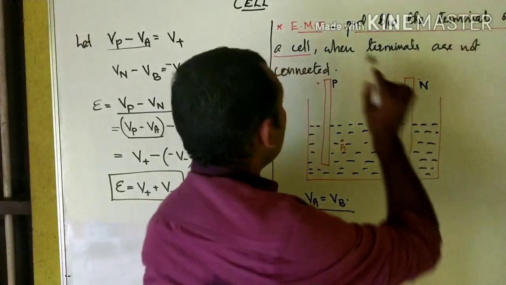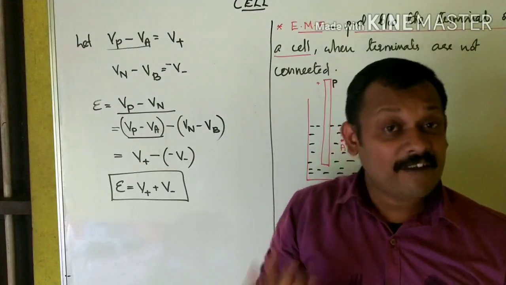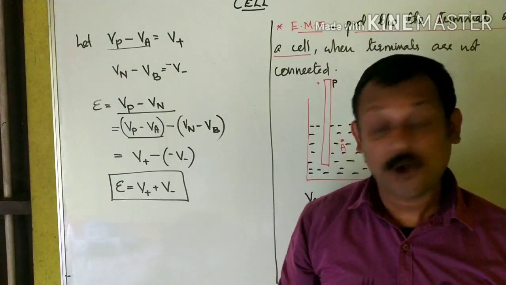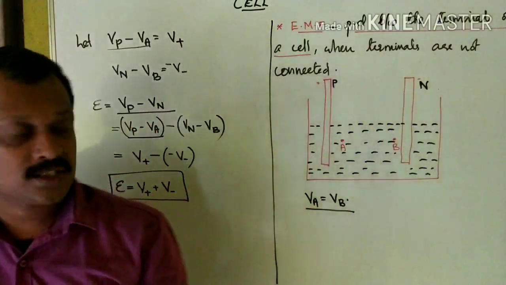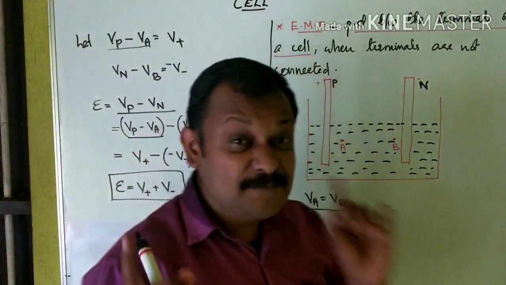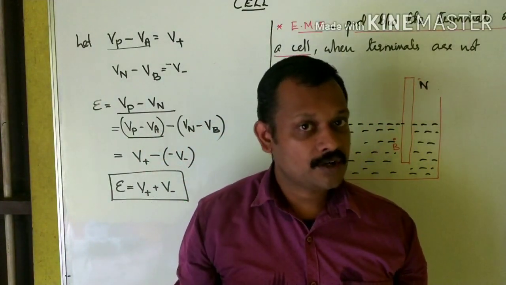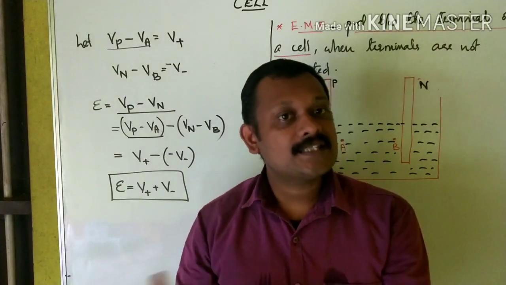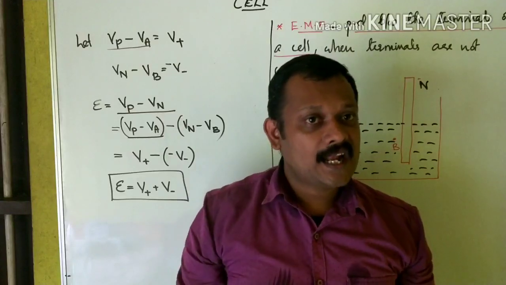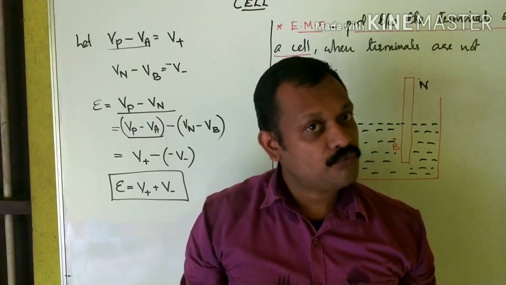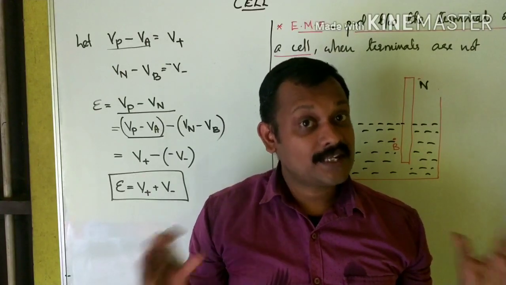What is EMF of a cell? It is the potential difference between the terminals of a cell when the terminals are not connected, and so EMF epsilon is equal to V plus V minus. And please understand that EMF of a cell is not a force, but it is potential. And what about a cell? A cell is a source of energy. It is not a source of charge. Please understand that.